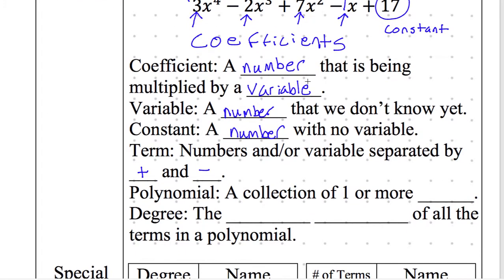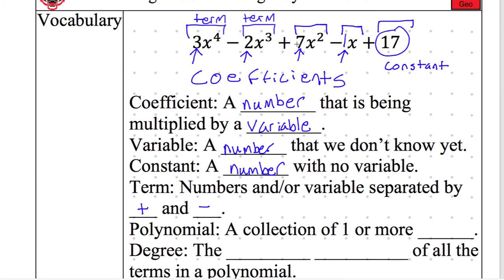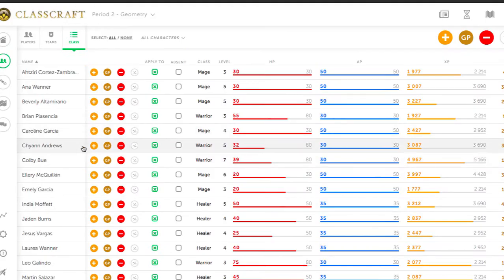All right. And then a polynomial, and I'm going to use a vocab word I've already defined over here on the left. A polynomial is a collection of one or more, Ellery? Careful. So these are just coefficients, but it's the coefficient with the variable, which is called terms. There it is. So thank you, Ellery. You are now in for the participation.